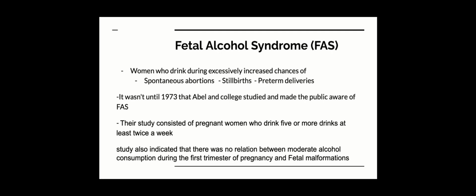Women who drink excessively increase their chances of spontaneous abortions, stillbirths, and preterm deliveries. But it wasn't until 1973 that Abel and her colleagues made the public aware of fetal alcohol syndrome. Their study consisted of pregnant women who drank 5 or more drinks at least twice a week. The study also indicated that there was no relationship between moderate alcohol consumption during the first trimester of a pregnancy and fetal malformations. Of course, this was done in 1973.